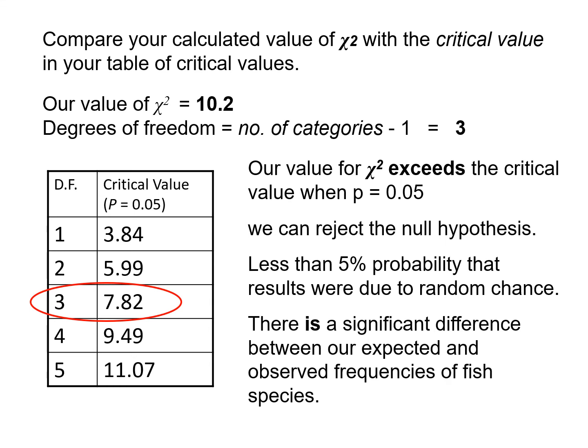Remember, folks, if you say there is no probability the results are due to random chance, you will lose marks. That is wrong. We can only say less than 5% or more than 5%. In this particular case, because we're on the side where we reject the null hypothesis, we simply say there is less than 5% probability. And to finish off, we say that there is a significant difference between our expected and observed frequencies of fish. That means the results were not due to random chance.